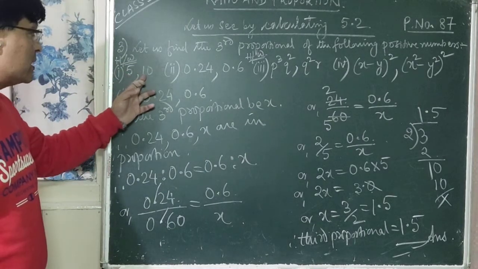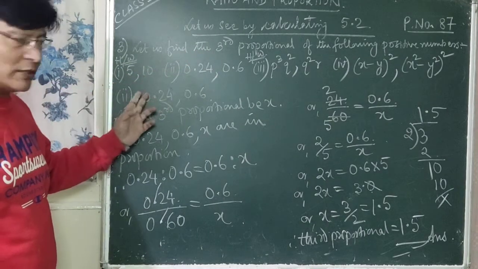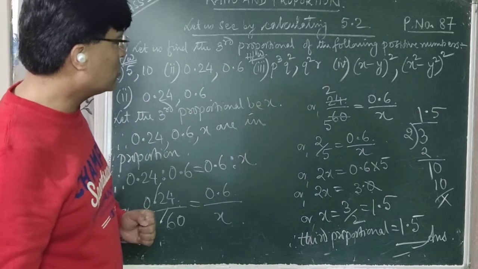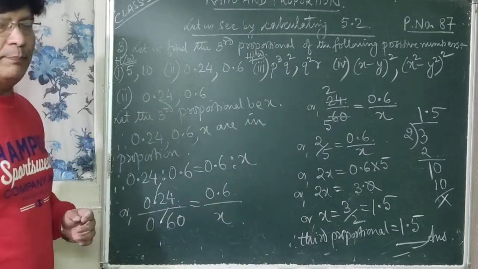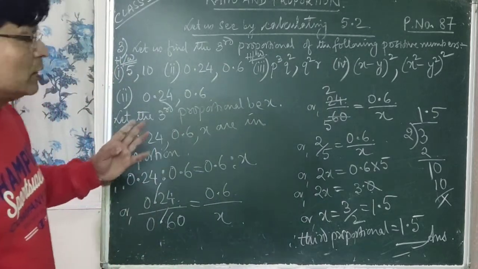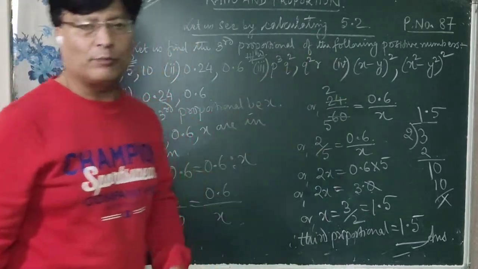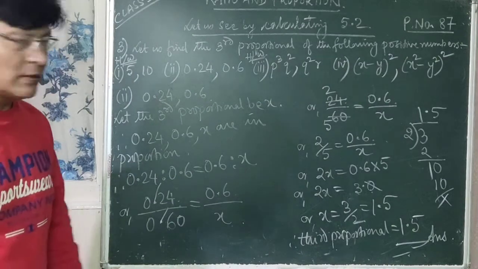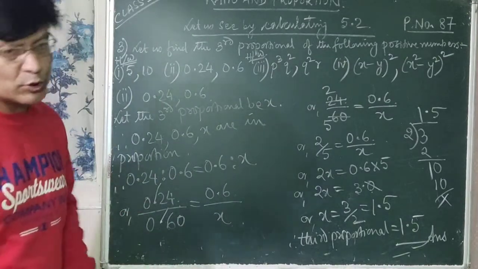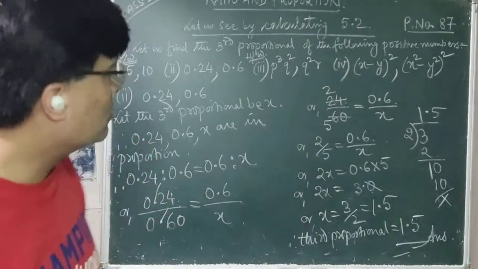That is 5, 10. You have to find out its third proportional. And in question number 3 also it is p cube q square, comma, q square r. Here also you should find out their third proportional. Okay. So I think you have understood this number 2. So let's do question number 4 now.